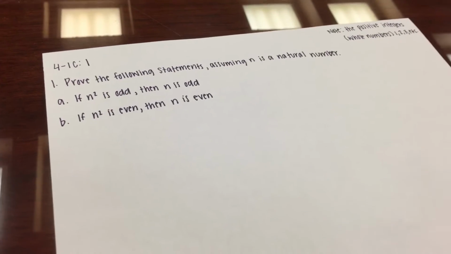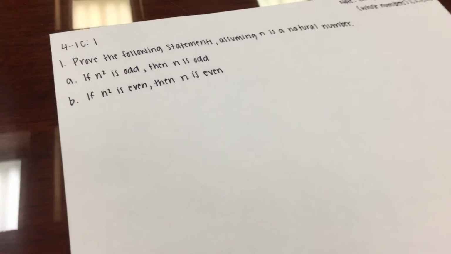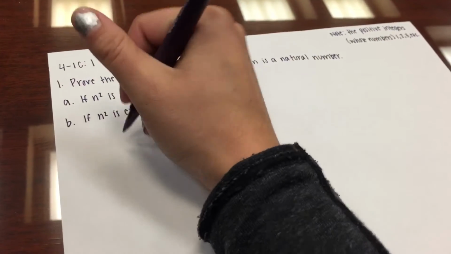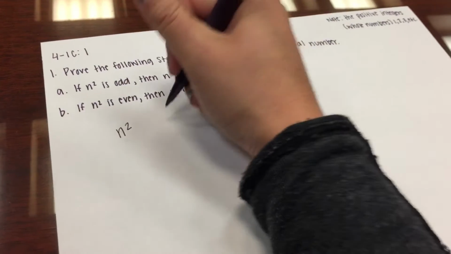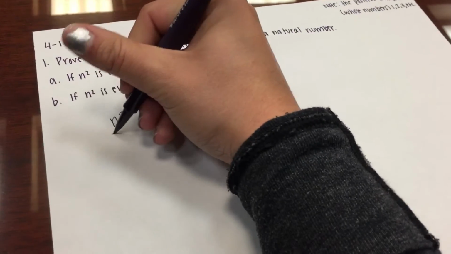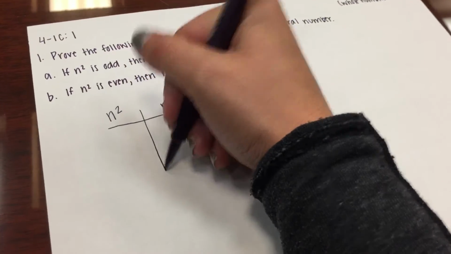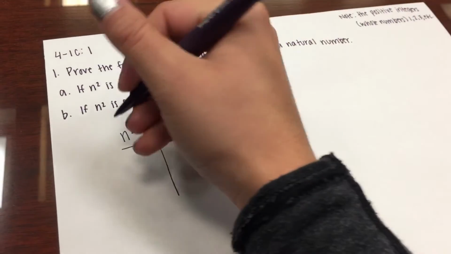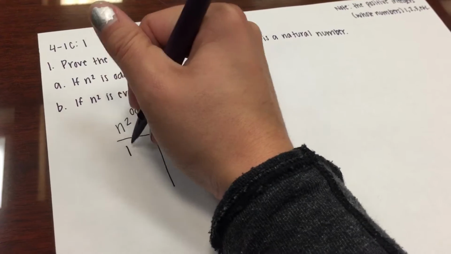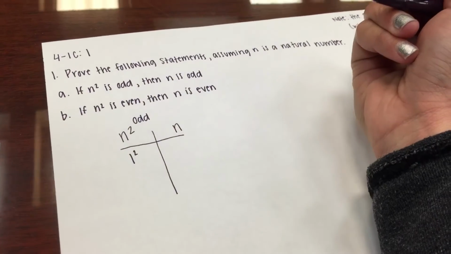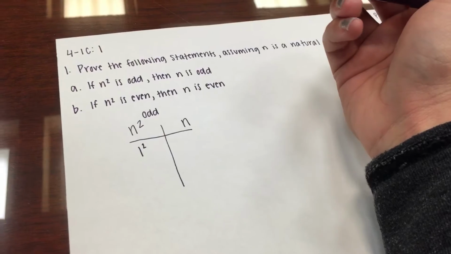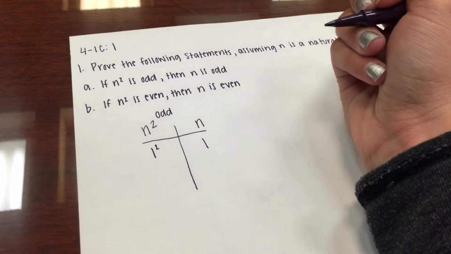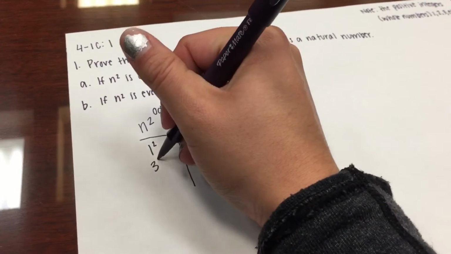And to do this, I'm just going to use the numbers 1 through 10. So if n squared is odd, we'll do n squared and then n, and these are for the odd numbers. So we're going to do 1. So 1 squared equals 1. And we'll just keep continuing.